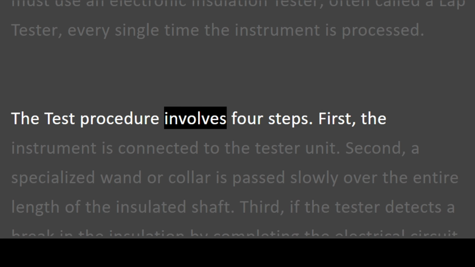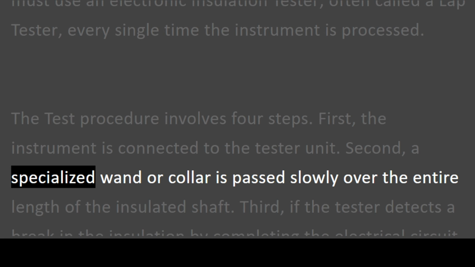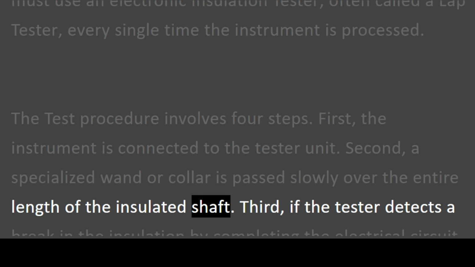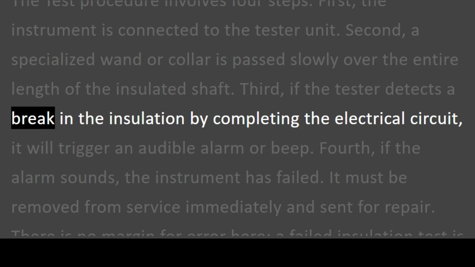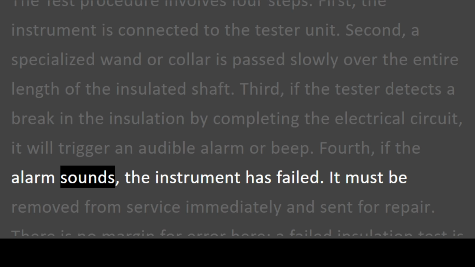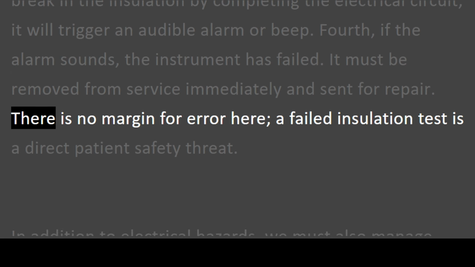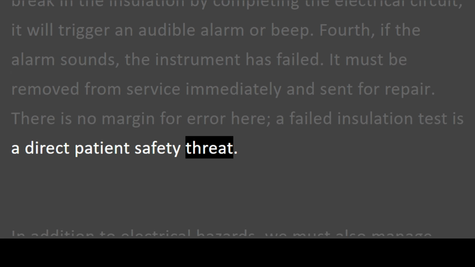The test procedure involves 4 steps. First, the instrument is connected to the tester unit. Second, a specialized wand or collar is passed slowly over the entire length of the insulated shaft. Third, if the tester detects a break in the insulation by completing the electrical circuit, it will trigger an audible alarm or beep. Fourth, if the alarm sounds, the instrument has failed. It must be removed from service immediately and sent for repair. There is no margin for error here. A failed insulation test is a direct patient safety threat.